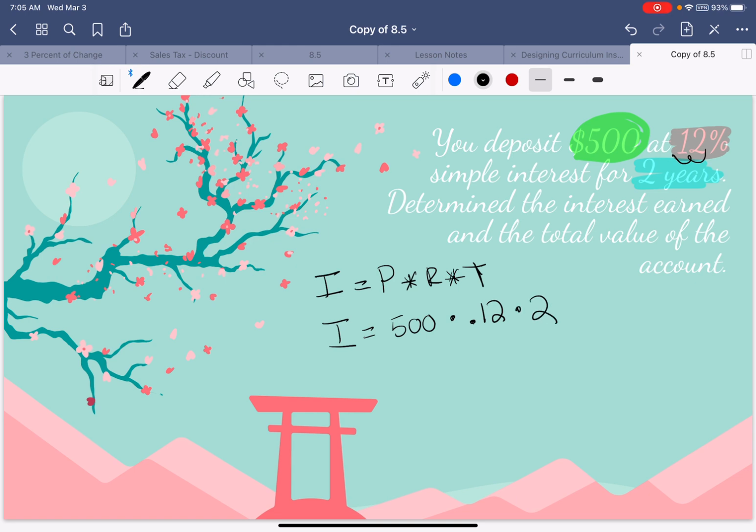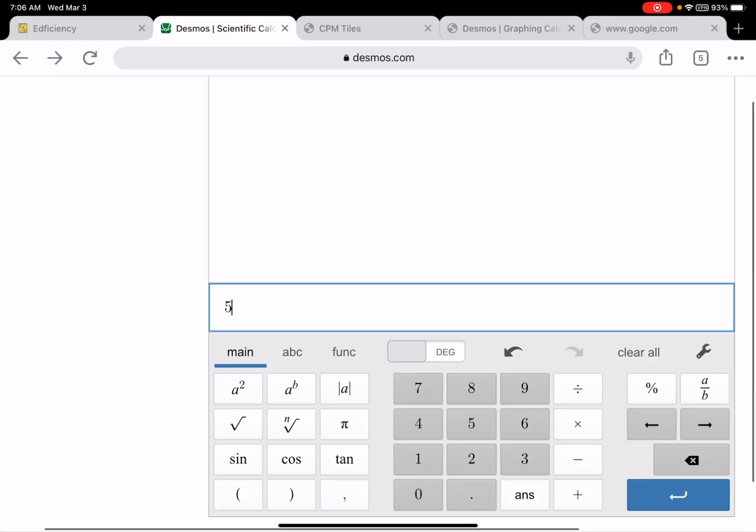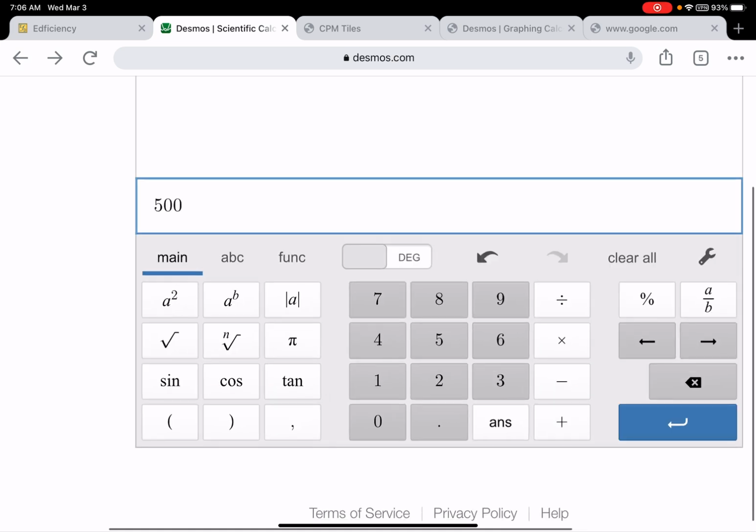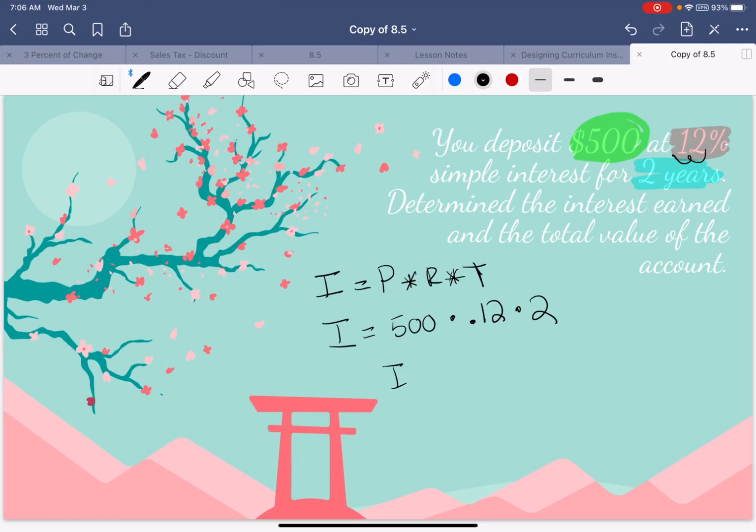Okay? And then we're just going to type all of this into the calculator. That's all we have to do. So we're going to be doing 500 times 0.12 times the 2 years, and we get $120. So the interest equals 120. So this means after 2 years, this much is added to the account, okay?